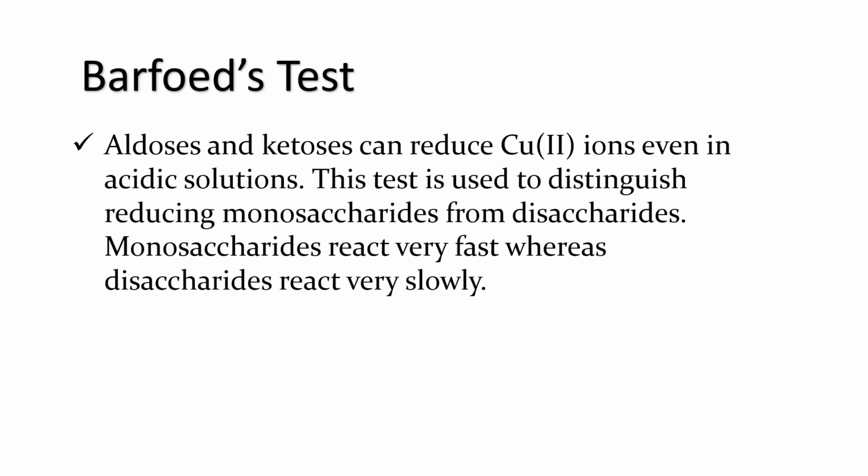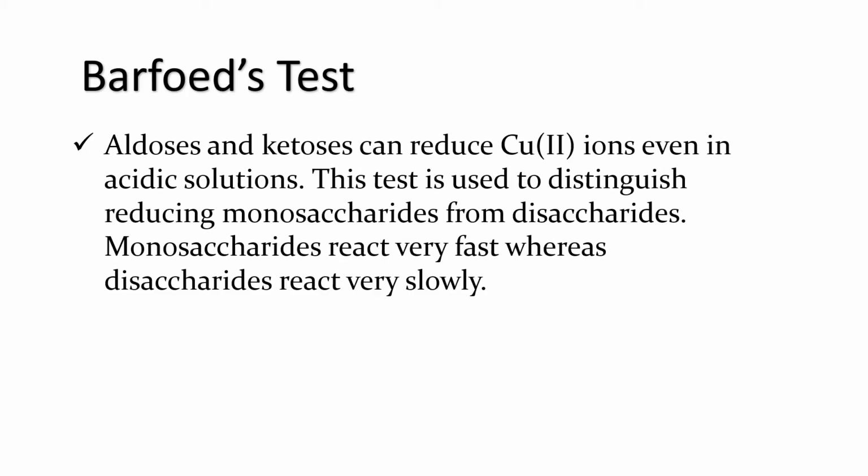Our next test is Barfoed's test. Aldoses and ketoses, which are our carbohydrates, so specifically our monosaccharides, have the capacity to reduce copper(II) ions even in acidic solutions. So actually, Barfoed's test can be used to distinguish reducing monosaccharides from disaccharides. For example, if you are not sure whether what you have is a monosaccharide or a disaccharide, then the test that you will be doing is Barfoed's test.